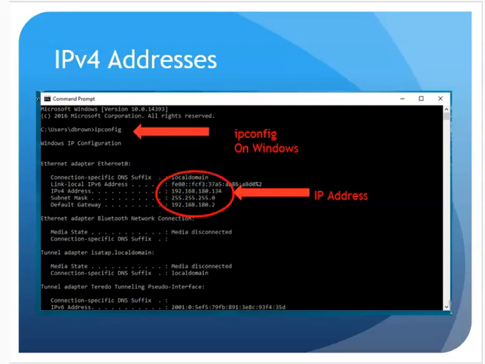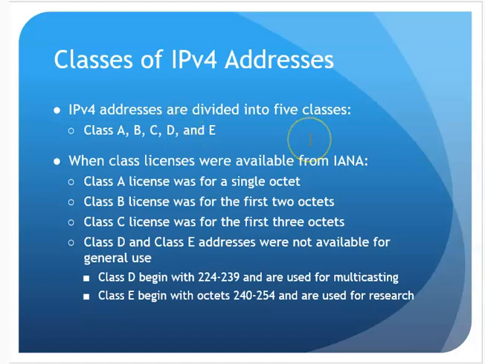Now, IP version 4 addresses, when things got started, when the internet got started, they were organized into classes. This would be classful addressing is what it's called. The IP version 4 addresses were divided into 5 classes, class A, B, C, D, and E.